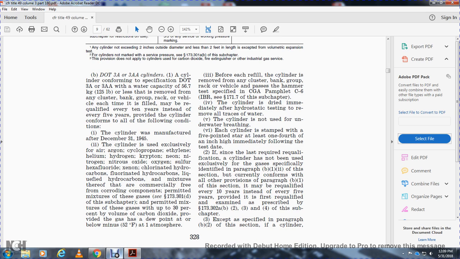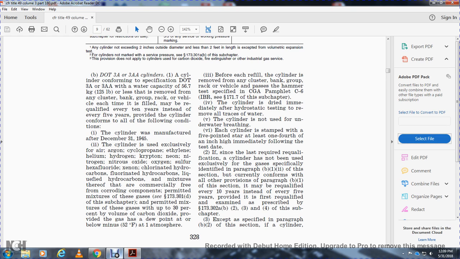The cylinder is used exclusively with air, argon, cyclopropane, ethane, helium, hydrogen, krypton, neon, nitrogen, nitrous oxide, oxygen, sulfur hexafluoride, xenon, chlorinated hydrocarbons, fluorinated hydrocarbons, liquefied hydrocarbons, or mixtures of air with commercially free non-corroding components. Mixtures of these gases are permitted, including mixtures with up to 30% by volume of carbon dioxide, provided the gas has a dew point below minus 52 degrees Fahrenheit at 1 atmosphere.